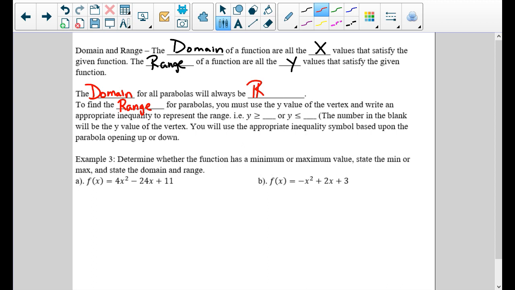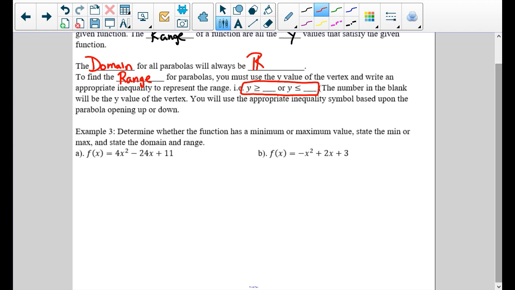To find the range, it's all based off of how that graph is opening. Do I have a maximum value or a minimum value? That is going to be written as an inequality, one or the other. Y is going to be greater than or equal to some number, or y is going to be less than or equal to some number. It's all based on if it's opening up or down. So let's take a look at this, and I think it'll make a little bit more sense.